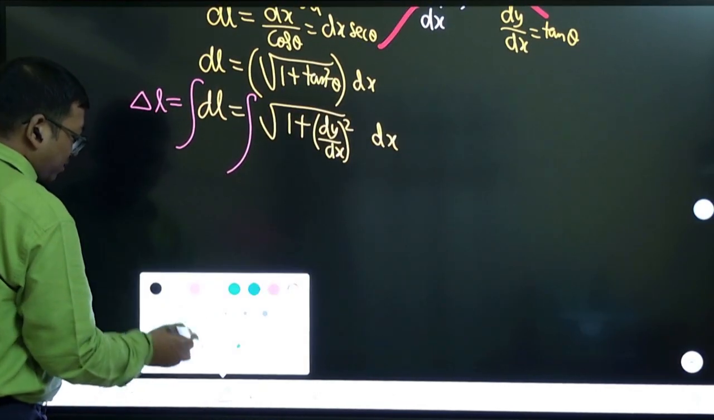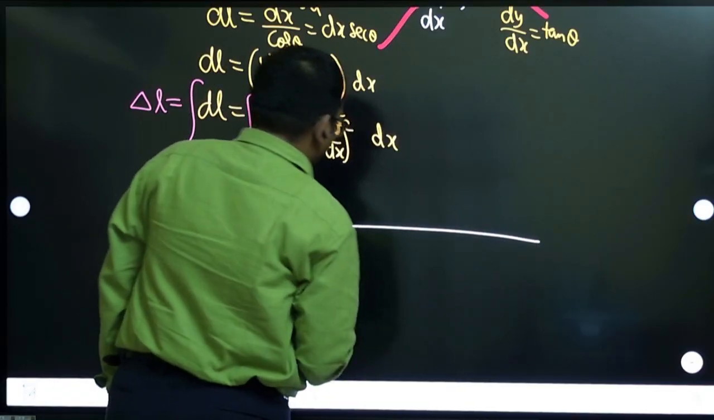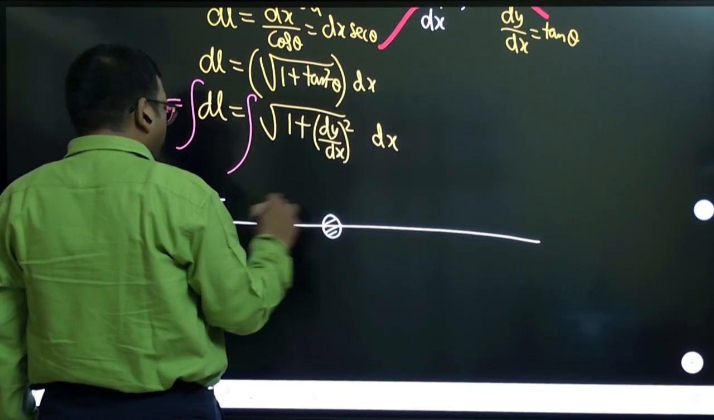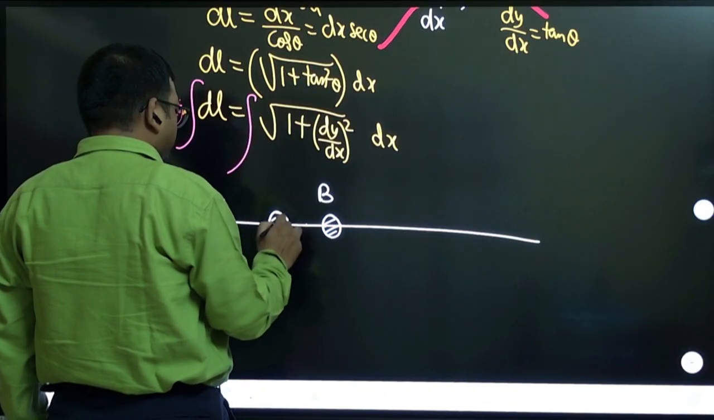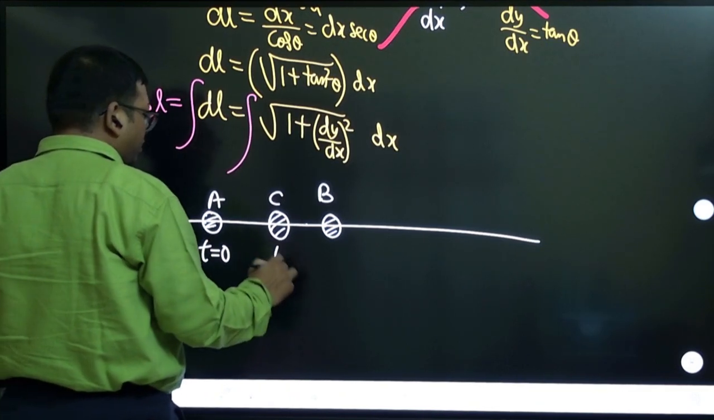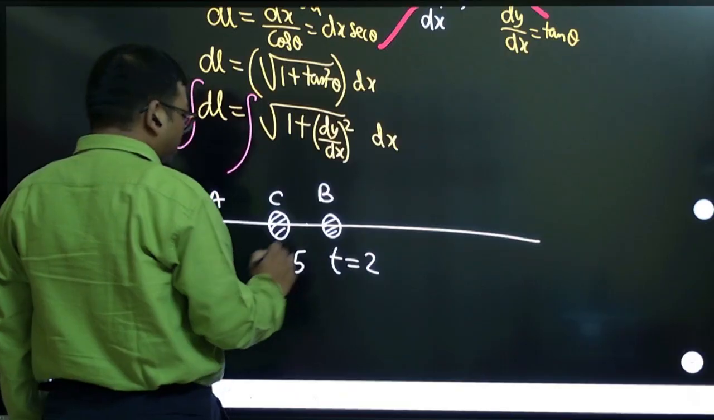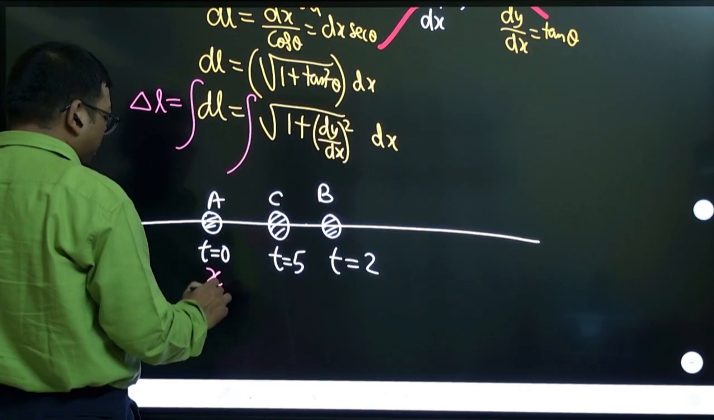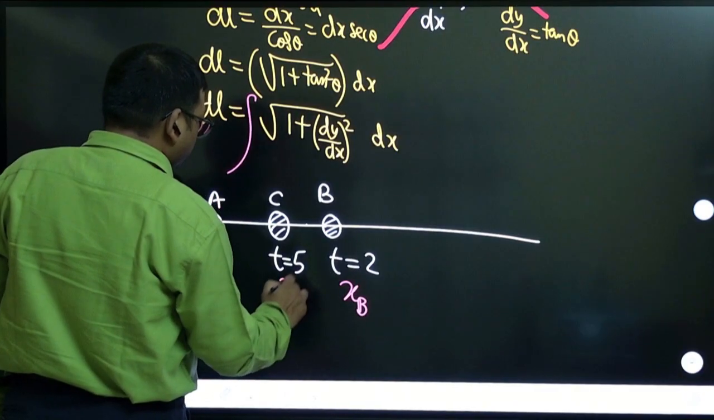Let us understand that. Suppose a body is going in a straight line, let us say the body goes from A to B, and then the body goes from B to C. Let us say at time 0 second it is here, at time 2 second it is here, at time 5 second it is here. Let us write the position also. This position is XA, this position is XB, and this position is XC.